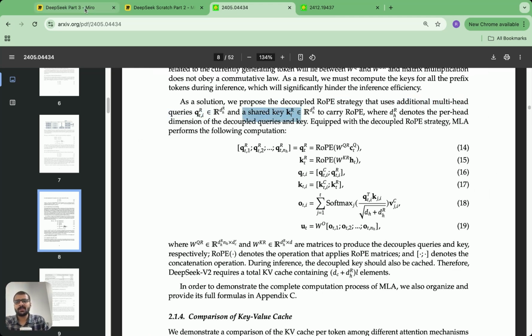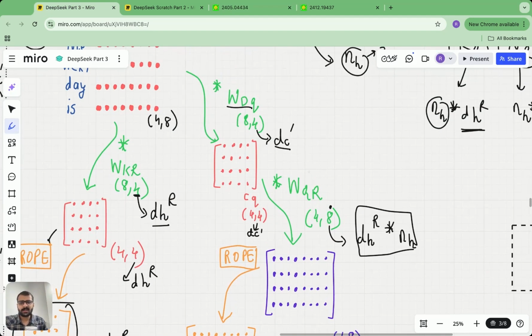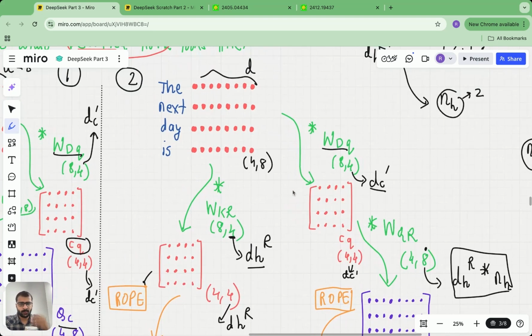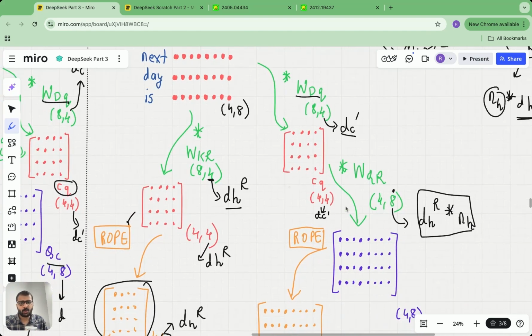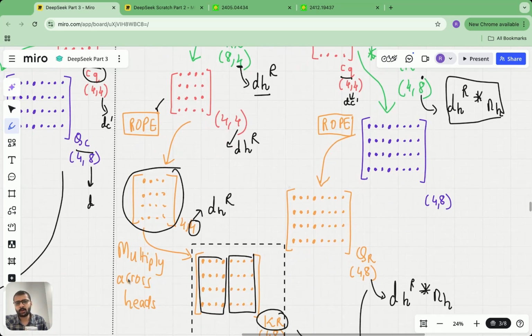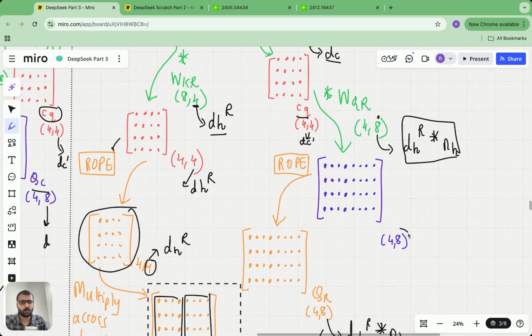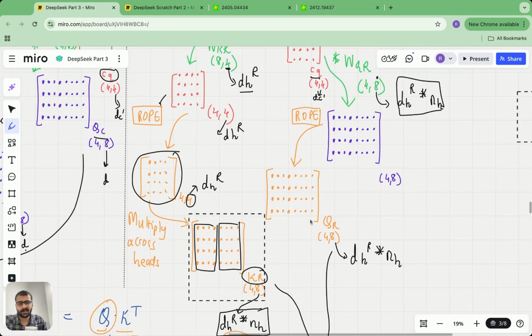So the key thing which DeepSeek actually implemented is that when they constructed these matrices with rotary positional encodings injected, the queries matrix was not shared across different heads. They were different for different heads. So this Cq was multiplied by Wqr, whose dimension was dhr into nh already. So we don't need to multiply across heads in this case. So Cq you multiply with Wqr and then you get 4 by 8. Why 4? Because 4 is the number of tokens over here. Then you apply rotary positional encoding and then you get your Qr matrix.